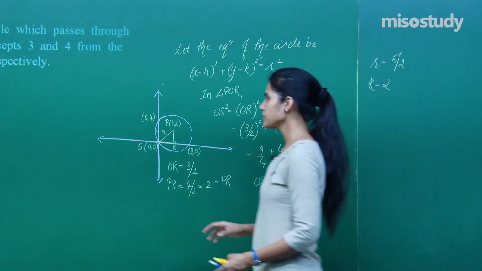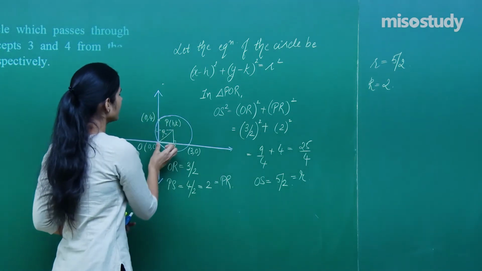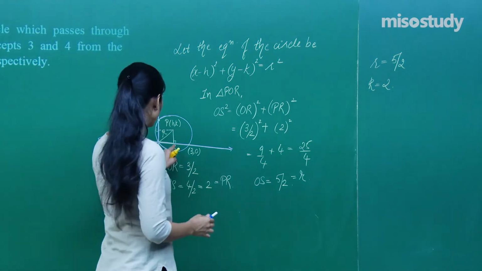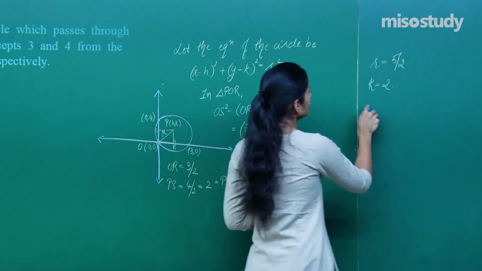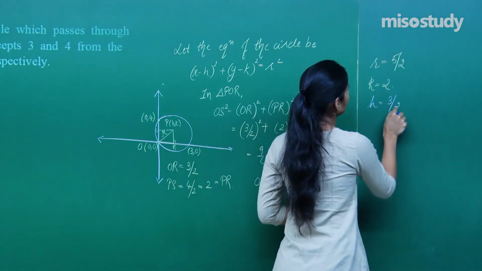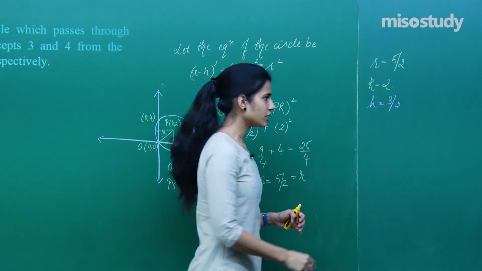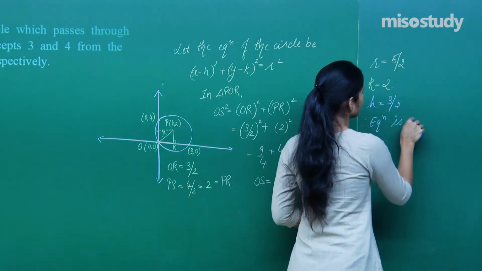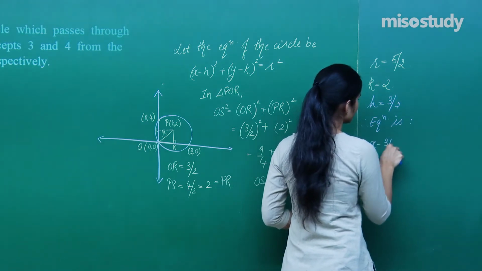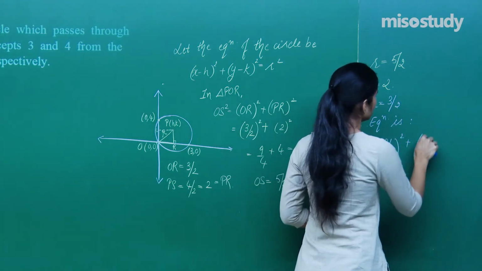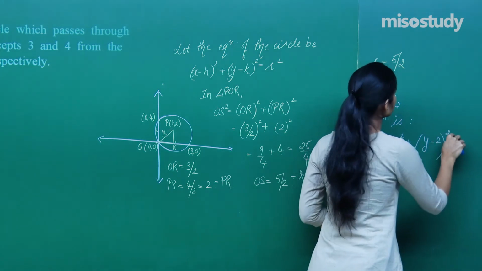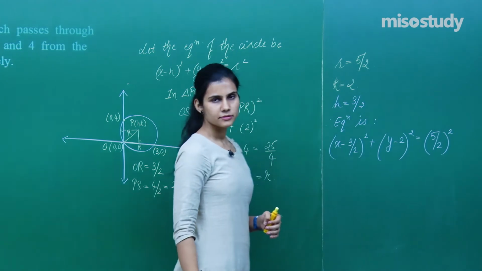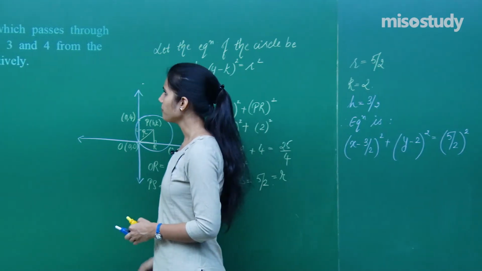So, in here guys, obviously if this is my K, OR is my H and the radius I have already computed. OR already I have got as 3 by 2. So, my H is 3 by 2. I have got H, I have got K, I have got R. So, equation is x minus H whole square plus y minus K whole square equals R square. Clear? That's the equation of my circle.